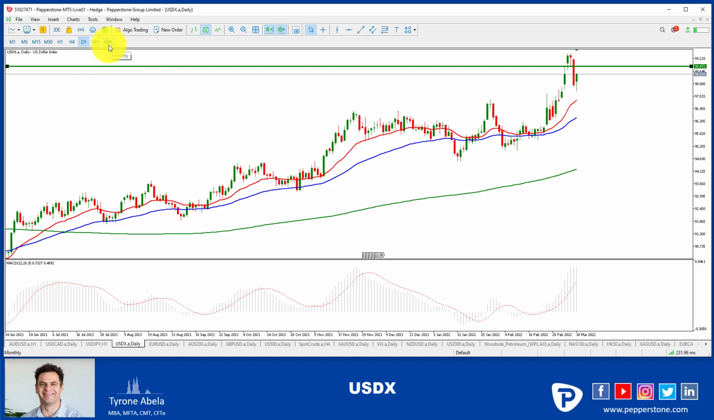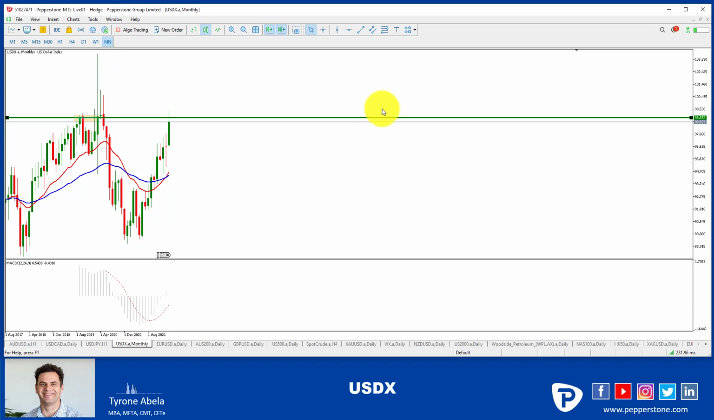If we go out a long way, we can see why this is so important. We'll go out to a monthly, which is as long as you're going to get in the time frames that we're looking at, of course. And you can see how important this level is. This is a monthly chart. All the way back in 2018 and 19, this proved to be an extraordinarily strong level to break through.